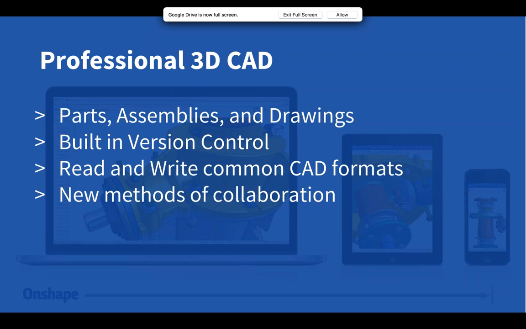They don't have to install anything, they don't have to download anything. They click a link, and they're looking at the same model as you. Even if they don't have an Onshape account, you can share with them via a link, and they can view the model. So with Onshape, we've introduced entirely new methods of collaboration, making it very easy to share your design.